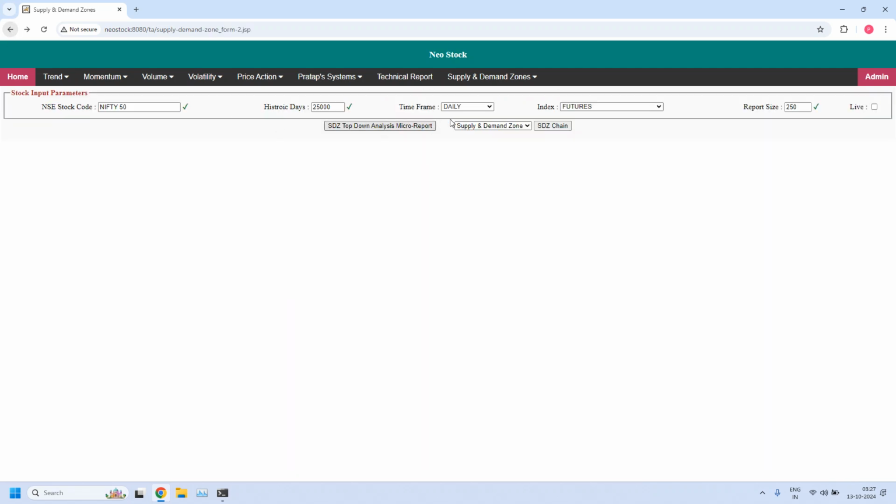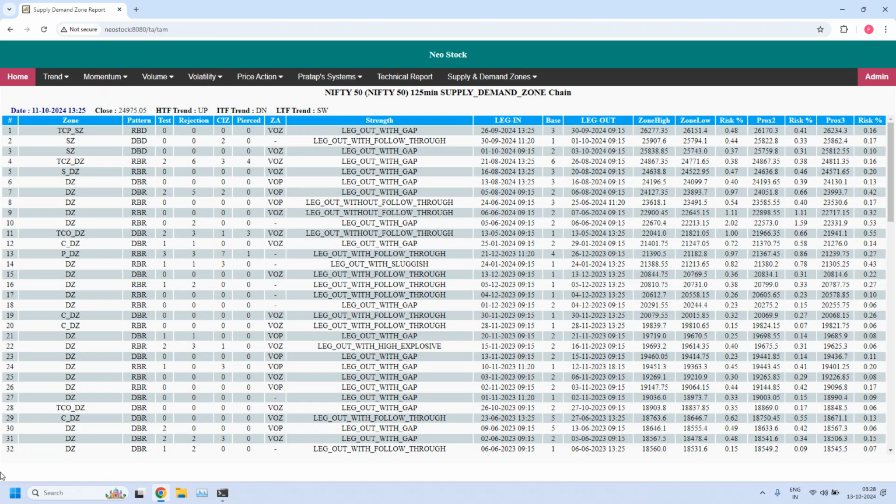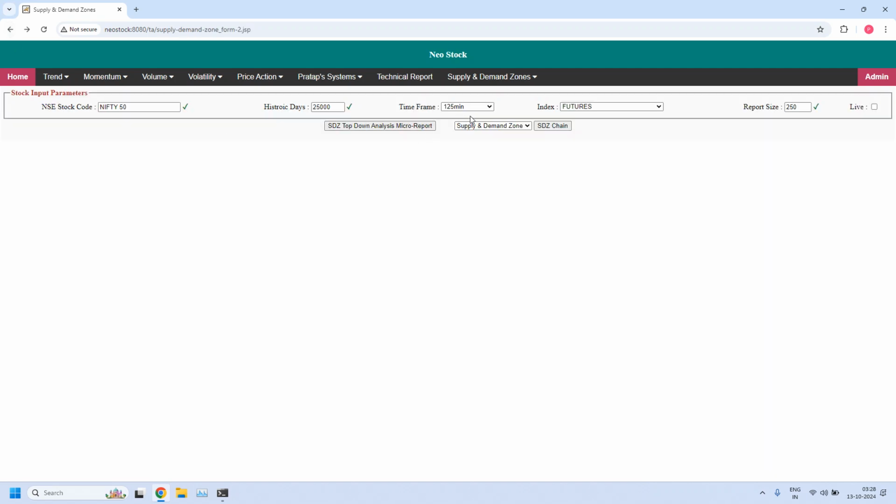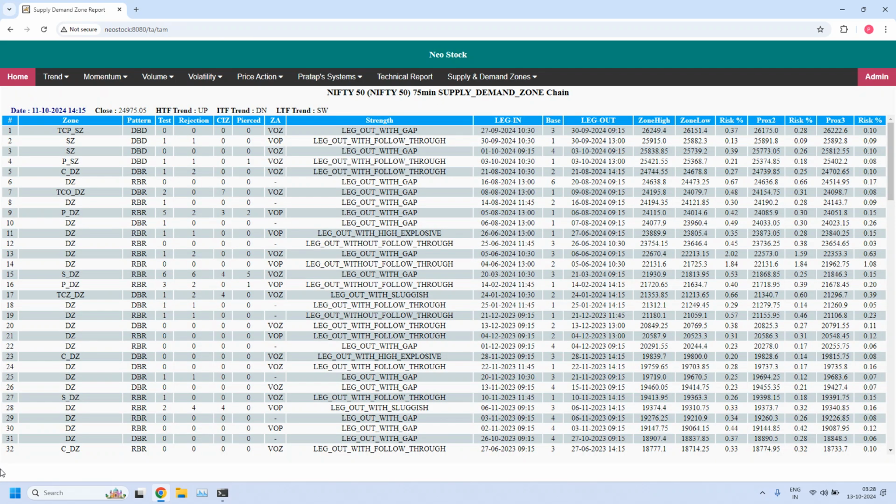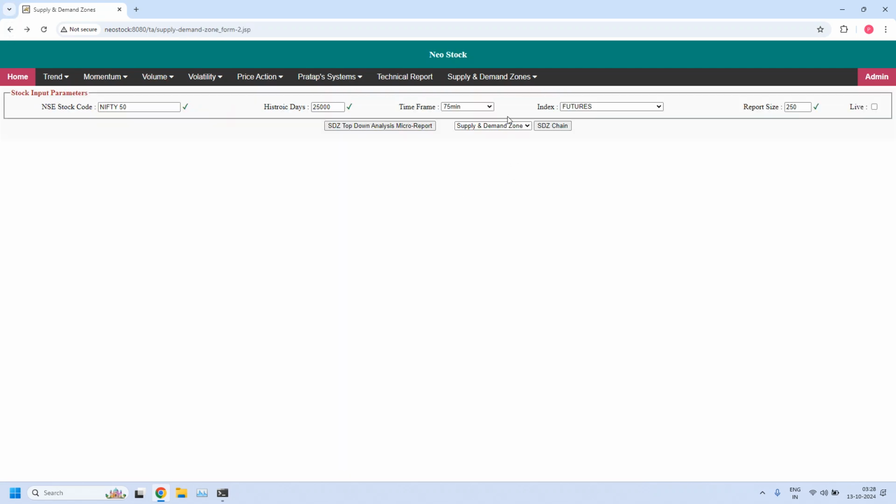The next time frame is 125 minutes. I am generating 125 minute supply demand zone chain for NIFTY. Next time frame is 75 minutes. So this is 75 minute supply demand zone chain. Next time frame is 25 minutes. So this is 25 minute supply demand zone chain.